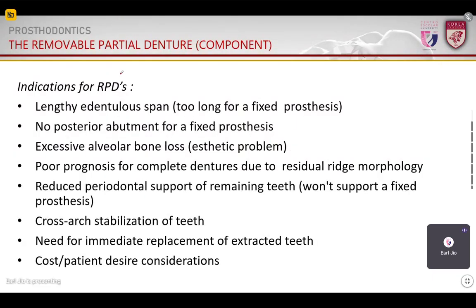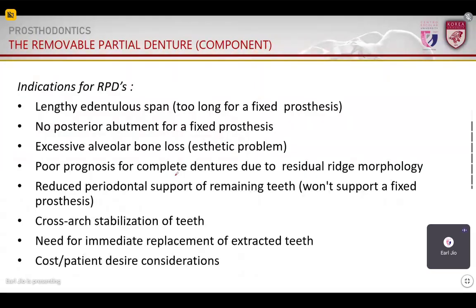Indications of RPDs. Lengthy edentulous span: a very long edentulous span that defeats the purpose of Ante's law. So it is contraindicated for FPD, then it is an indication for removable partial denture. And if there's no posterior abutment for a fixed prosthesis, for example, posterior distal free end cases, excessive alveolar bone loss, okay?